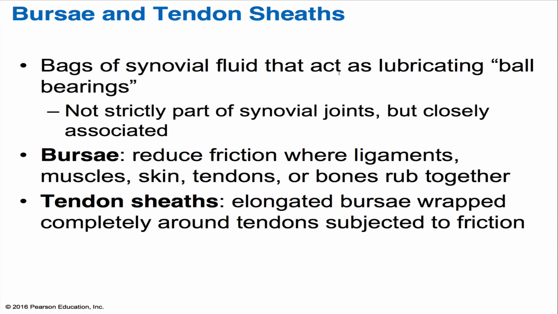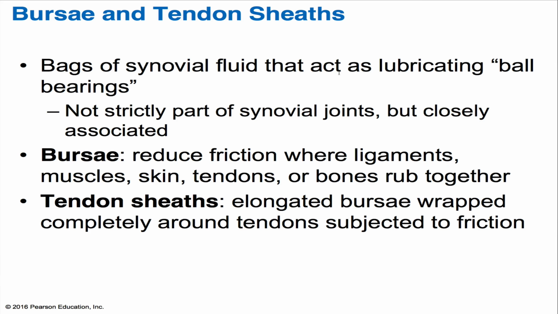Now, bursae and tendon sheaths are not strictly part of the synovial joints, but they're found closely associated with them. Essentially, they are bags of lubricant that act as ball bearings that reduce friction between adjacent structures during joint activity. Bursae are flattened fibrous sacs lined with synovial membranes, and they contain a thin film of synovial fluid. We find these where ligaments, muscles, skin, tendons, or bones rub together.